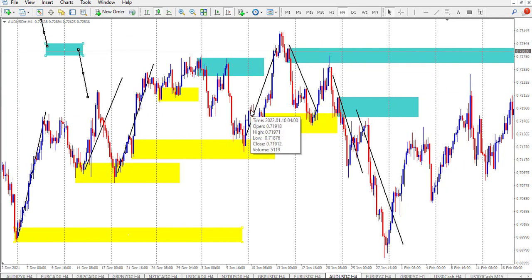So this is what supply and demand is. So how do you determine the zones? First, you have to identify the impulse, then go to the origin of the impulse, and that zone is your zone.